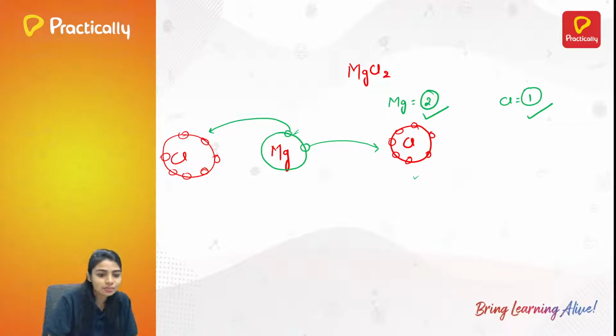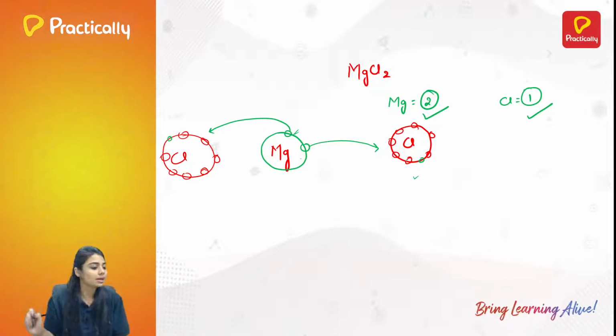The magnesium gives 1 electron to chlorine and now the chlorine has become stable, and this magnesium has given another to this chlorine and now this chlorine is also stable. Now the magnesium and both the chlorines are stable. So this is the valency of magnesium and chlorine.